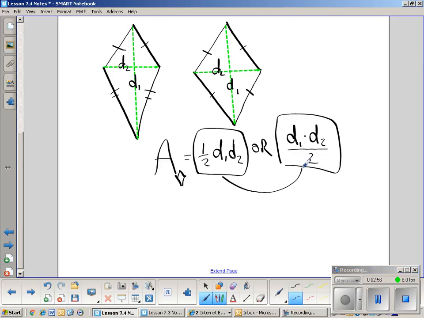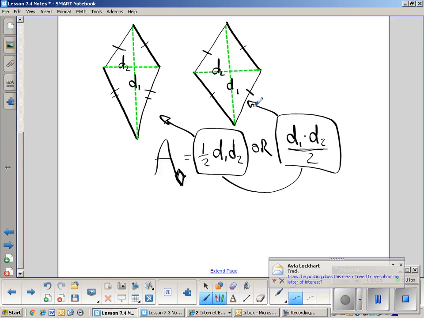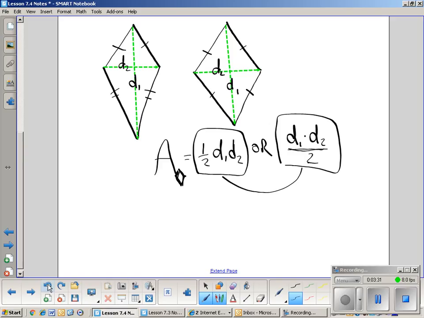These two formulas mean exactly the same thing. Taking half of the diagonal 1 times diagonal 2, or multiplying the diagonals together first and then dividing by 2 works. And this picture is supposed to be of a kite, but it also works for a rhombus. The same formula works for both pictures. It's not that this one goes here and this one goes here. That's not at all what I intended for you to understand about this. Both these formulas work for both of these polygons. Quadrilaterals, I guess we can be a little more specific. All right. Any questions on that?